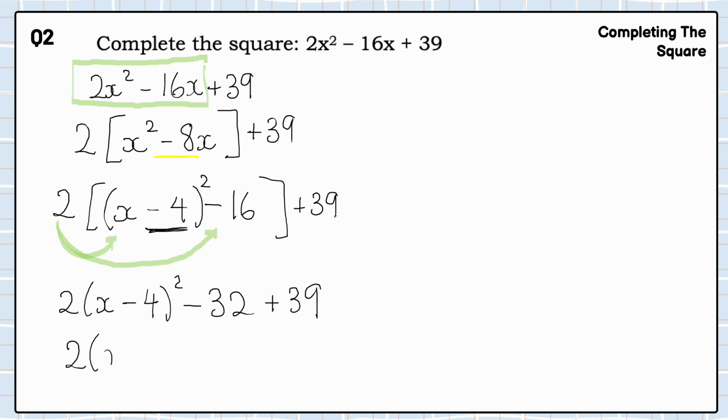So 2 brackets x -4 squared plus 7. And that's it. Lovely.